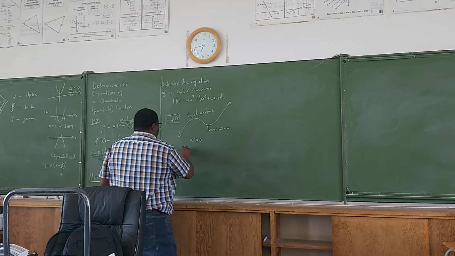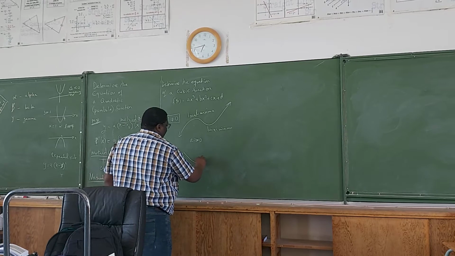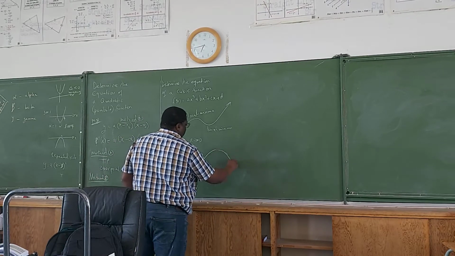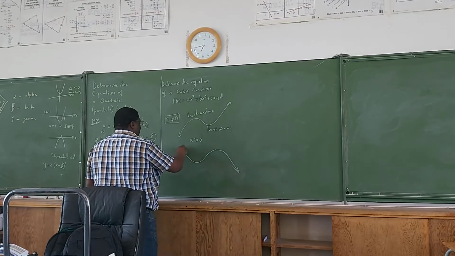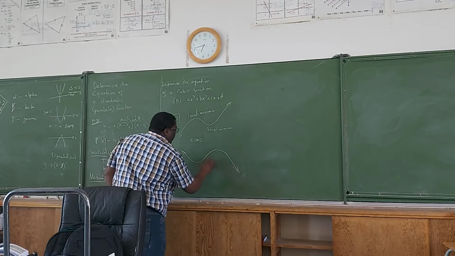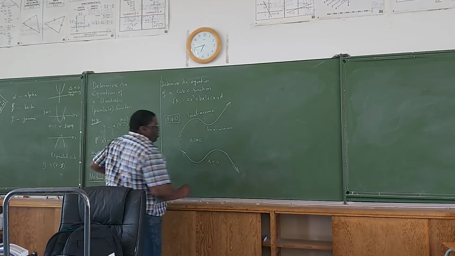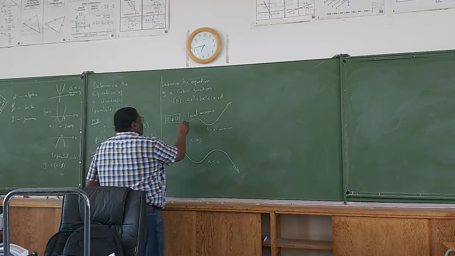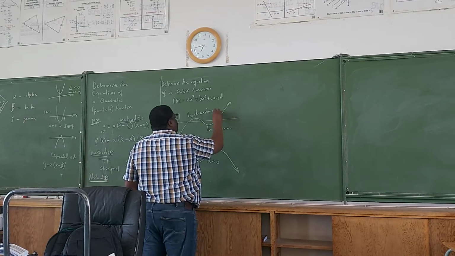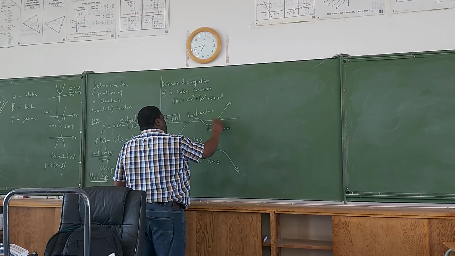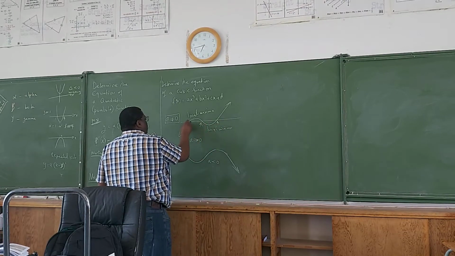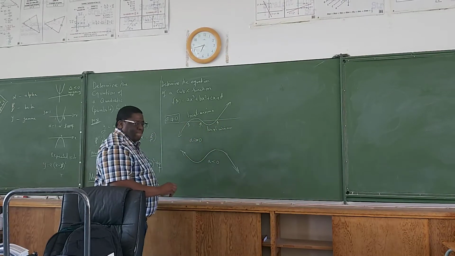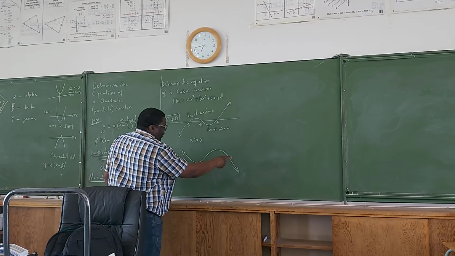If the value of a is less than 0, that's how it will be when you sketch it. Then you also have instances where you have intercepts here. Can you see that? The same can apply here.